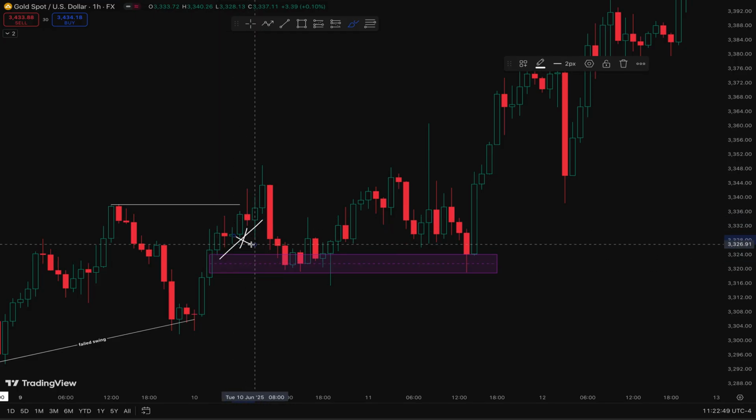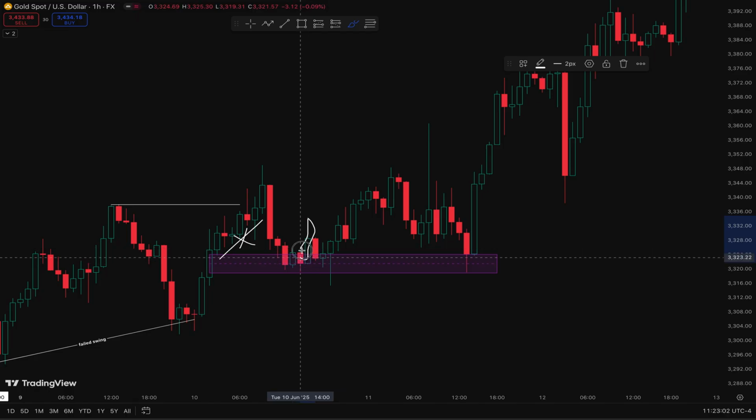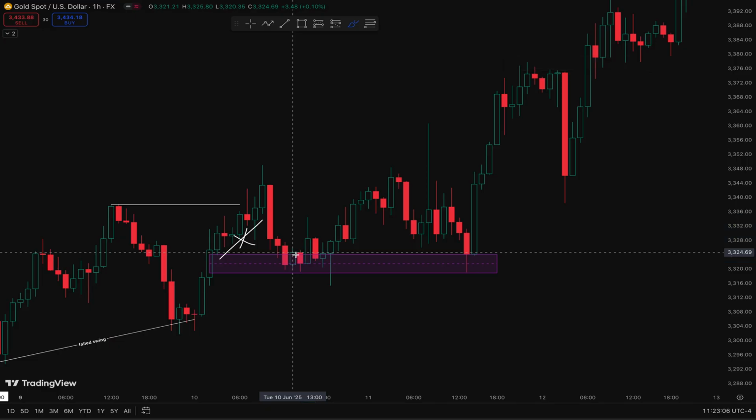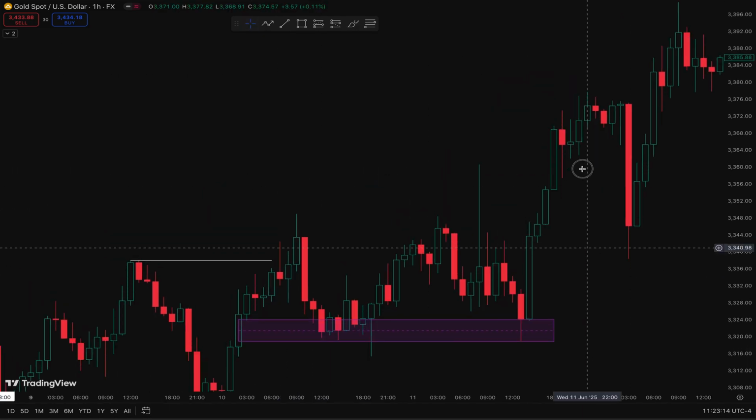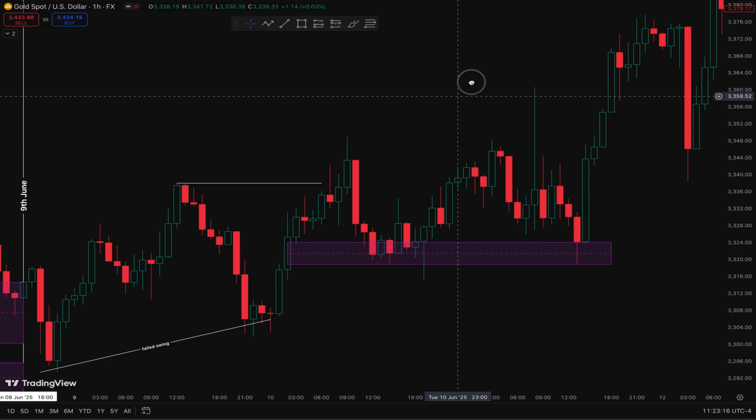Cleared all this liquidity. So upon touching this level, it gave an engulfing bullish candle here. This bullish engulfing candle signified that buyers have entered the market and they are willing to push price up. So let me just zoom in even more.